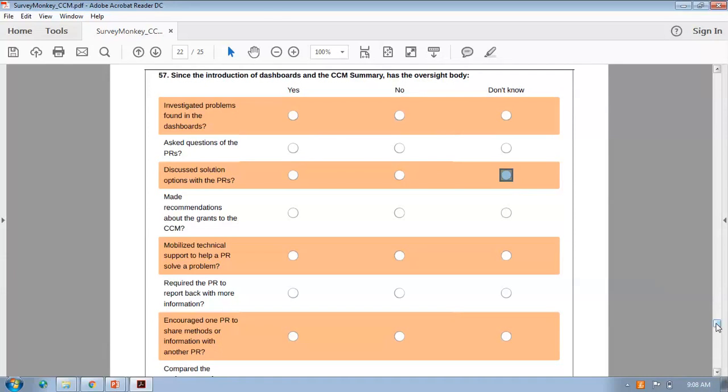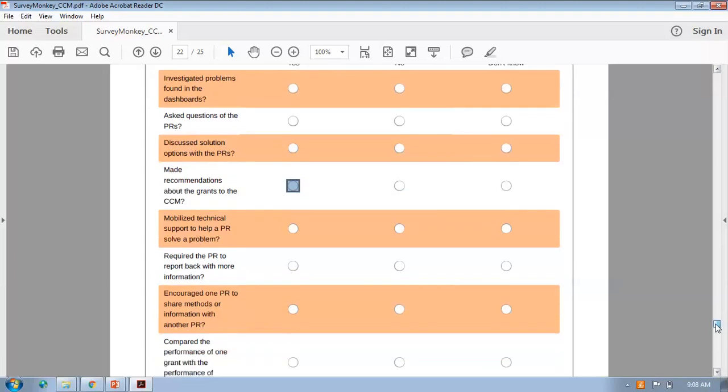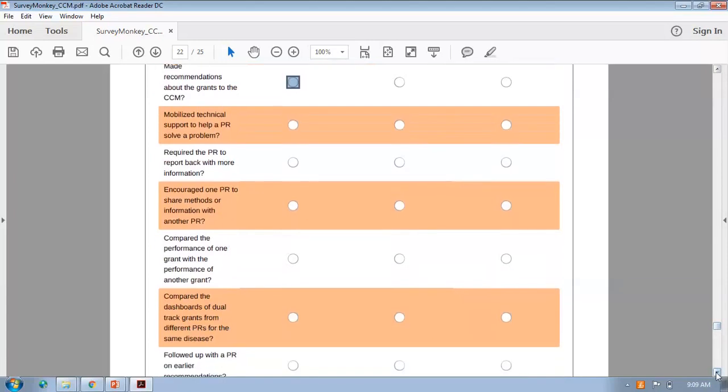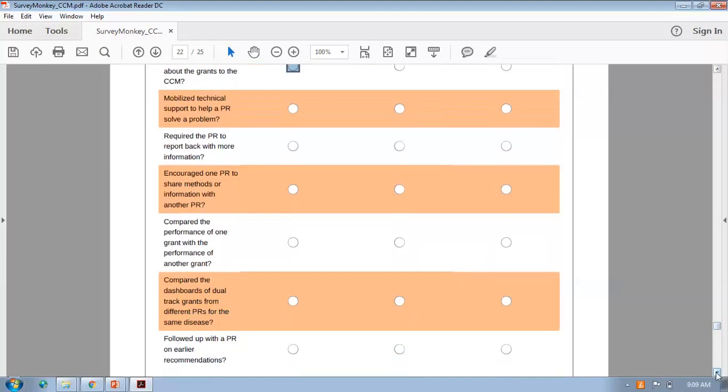And this is linked, remember, to the page on the CCM summary dashboard that's recommendations and actions. So if they say no or they say don't know, you might want to say to them, could we look at the recommendations and actions page on your last CCM summary to see if anything was noted there? And then you would have some confirmation of what their answer is. And so these other points, mobilizing technical support, asking the PR to report back, encouraging PRs to work together, to share good practices, comparing performance.